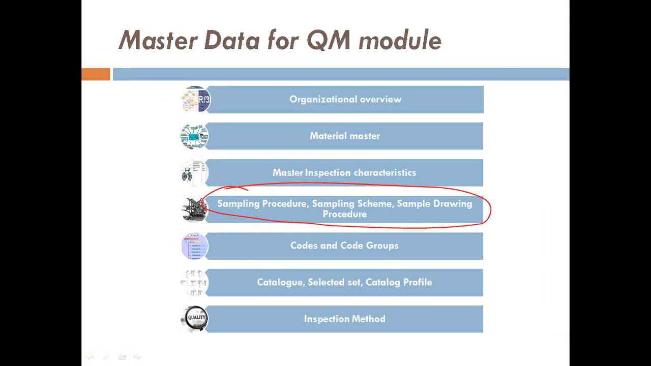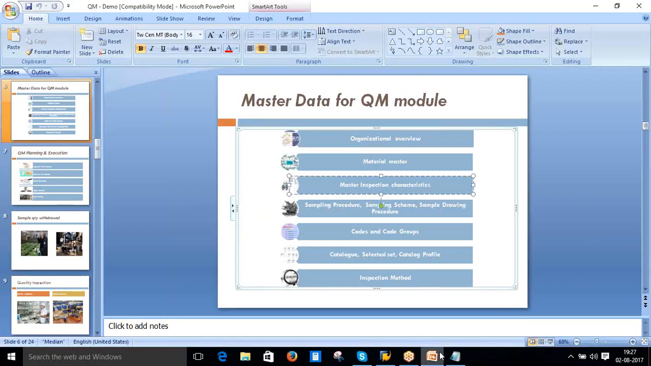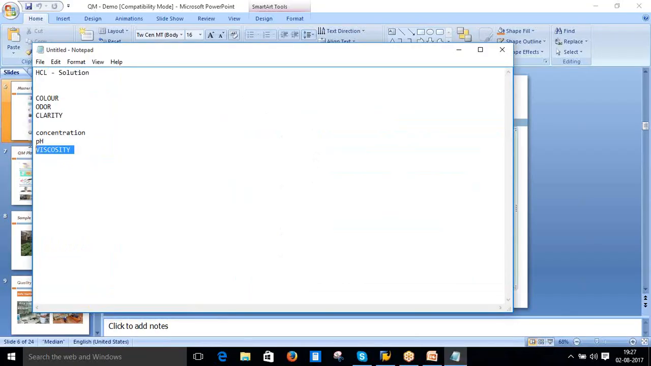I will tell you what a sampling procedure is. Let's say you received 100 liters of solution. Now, will you check all the 100 liters? No, we take one sample out of it, some sample, say 0.5 liter, and then you perform all the tests, correct? So this is called the sample quantity.